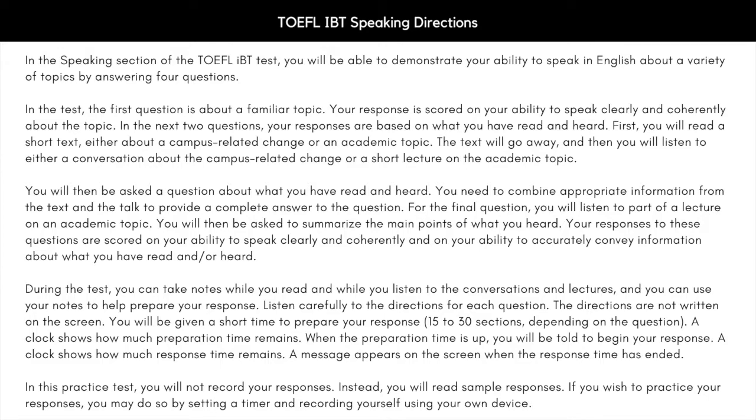In the next two questions, your responses are based on what you have read and heard. First, you will read a short text either about a campus-related change or an academic topic. The text will go away, and then you will listen to either a conversation about the campus-related change or a short lecture on the academic topic. You will then be asked a question about what you have read and heard. You need to combine appropriate information from the text and the talk to provide a complete answer to the question.